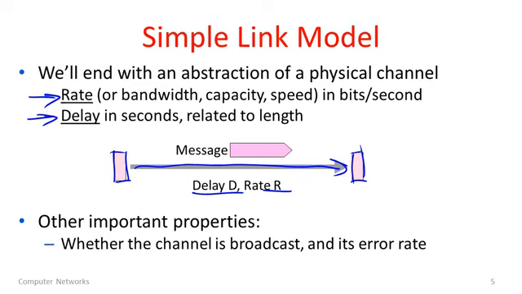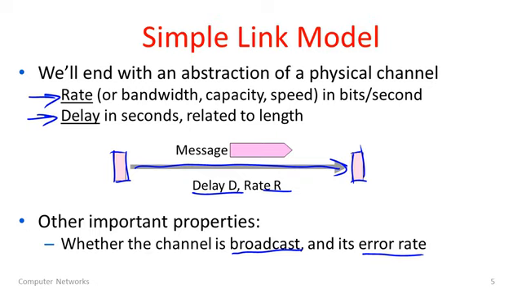Now, there are other properties of physical channels that are important and will sometimes rear their head and we should understand. One good example is whether a channel is broadcast. Wireless links tend to be broadcast, for instance. On a broadcast channel, when a message is sent by a sender, it is received simultaneously by all receivers that are within range of that sender. Other kinds of media, like wires, for instance, are typically not broadcast. They just go from one sender to one receiver. And we may also sometimes care about whether a link has a very high or a very low error rate.